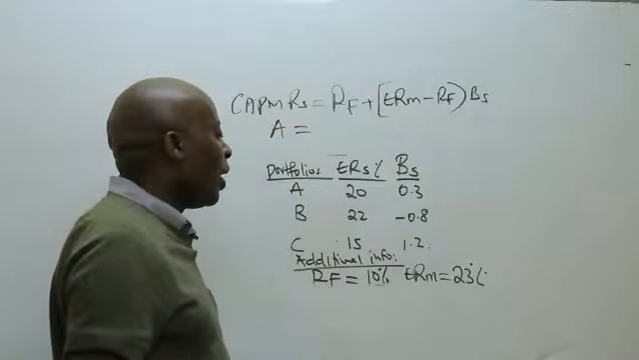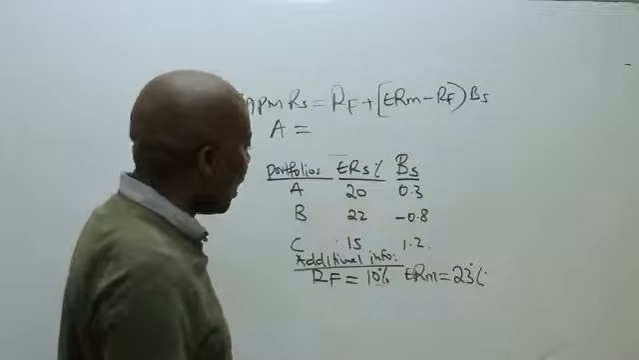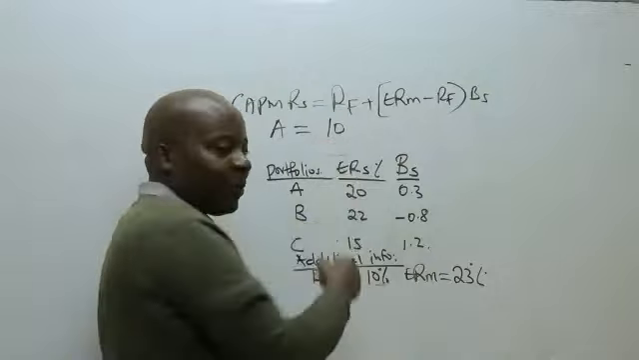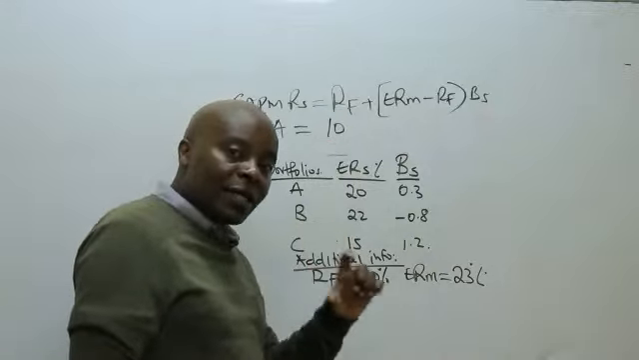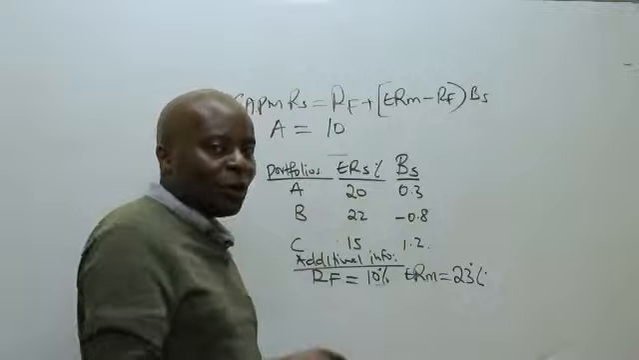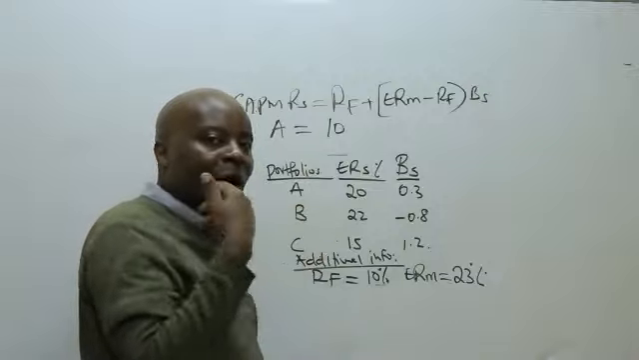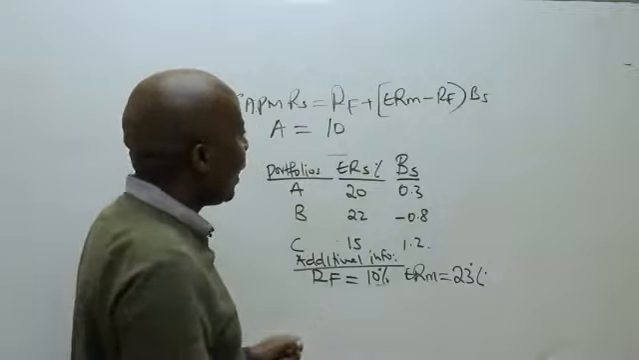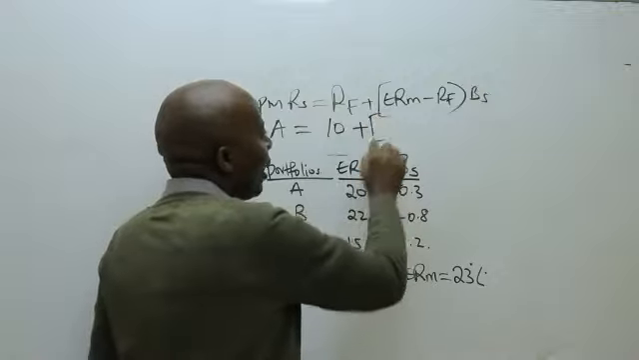CAPM returns of A will be equal to the risk-free. Already we have the risk-free. I'll forget the percentages. Normally, our returns must be in the form of percentages, but we don't keep on putting them in our analysis. So we talk of 10 plus, what do we have here, somebody?